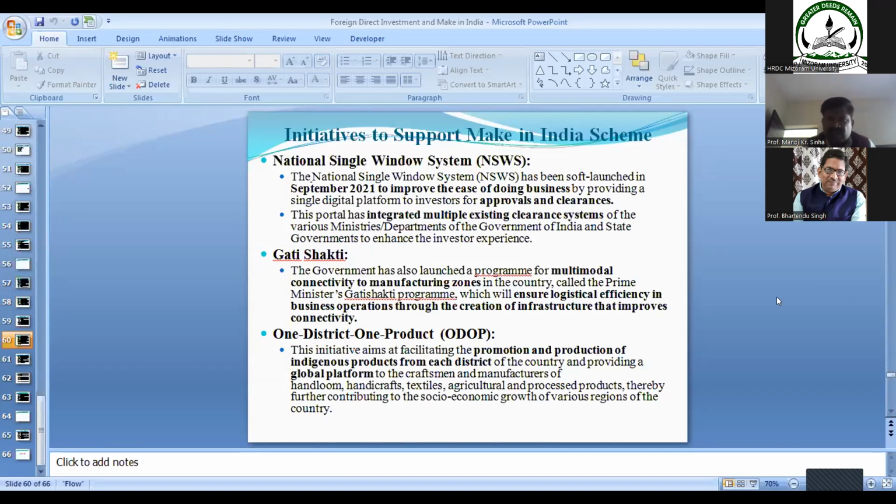This initiative was launched with the aim of promoting the production of distinct indigenous products from each district, and providing a global platform, particularly to handloom, handicraft, textile, agriculture, and processed products, which will definitely further contribute to the socio-economic growth of various regions of the country.